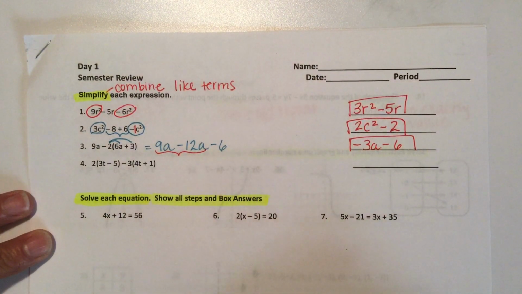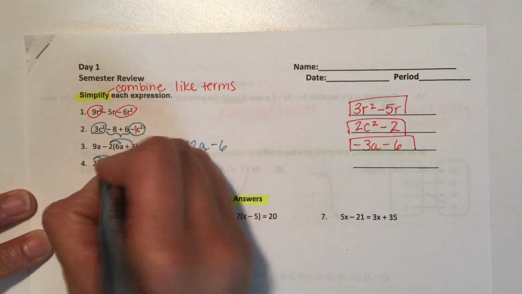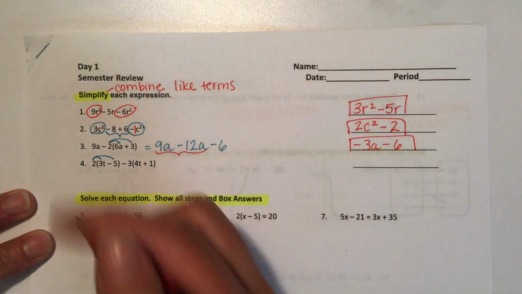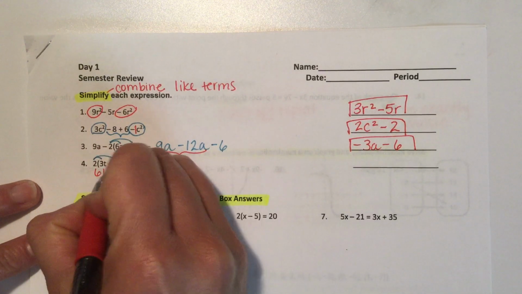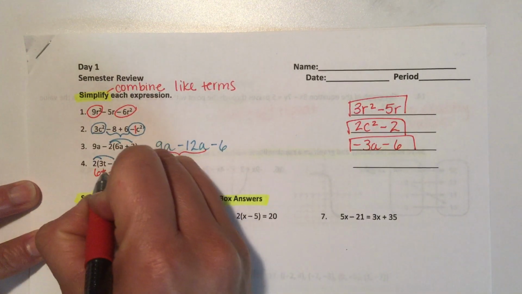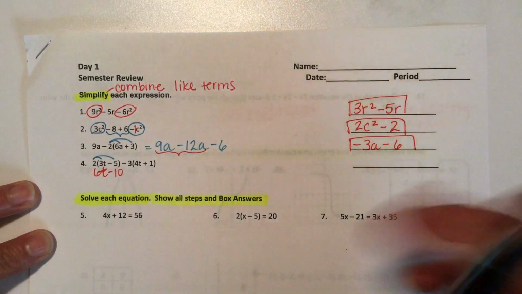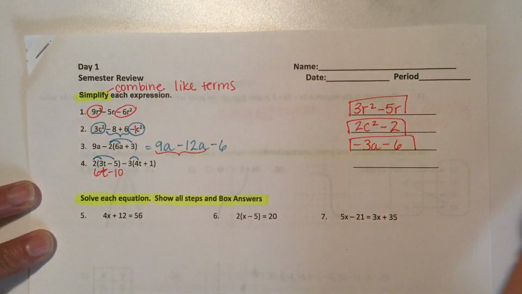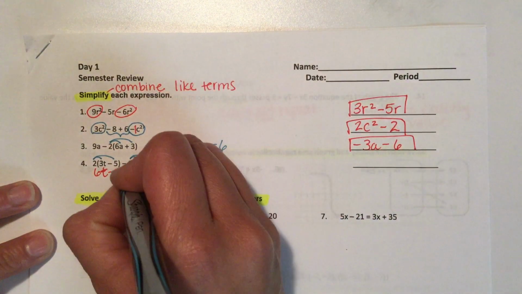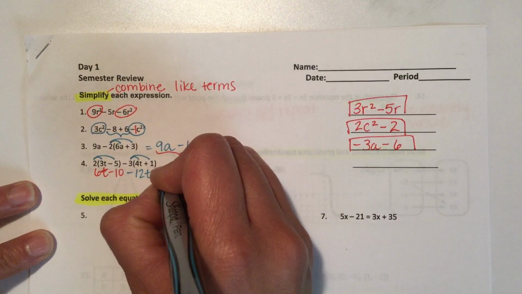Here you have two sets of parentheses on number 4. 2 times 3, 2 times negative 5. So 2 times 3t is 6t. 2 times negative 5 is negative 10. You're done with the multiplying there. Now you still need to multiply negative 3 times 4t and negative 3 times 1. Negative 3 times 4t is negative 12t. Negative 3 times 1 is negative 3.